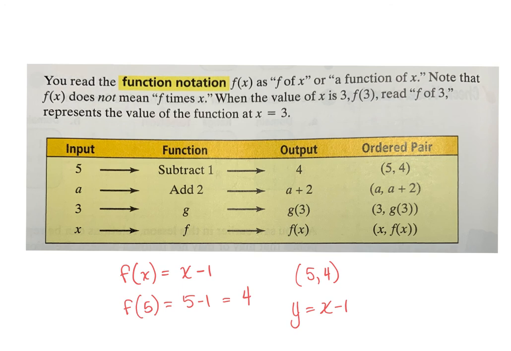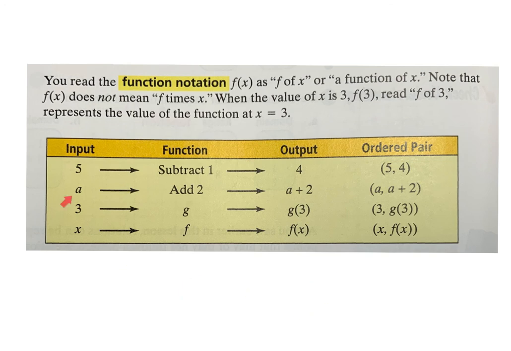All right, look at the next one they gave us. My variable is a. They want me to add 2. So a plus 2 is my output. This is also my function. So I would write this f of a equals a plus 2. I'm just saying my input is a, my output is what happens when I add 2 to that number.